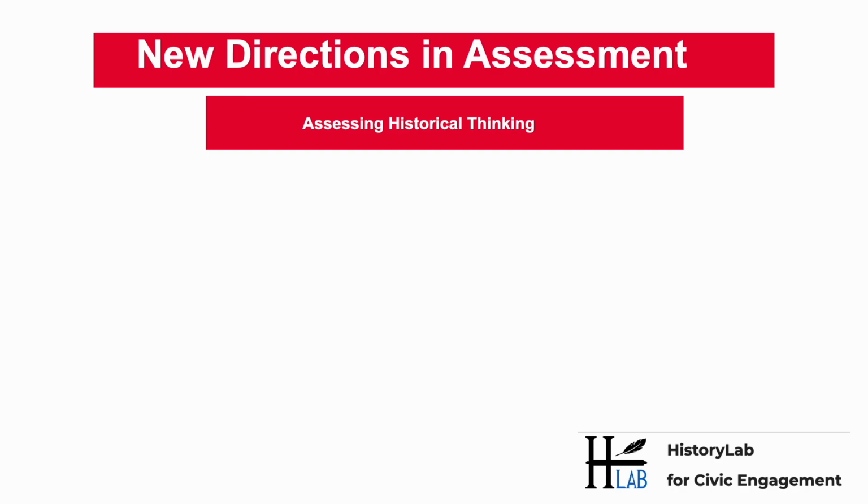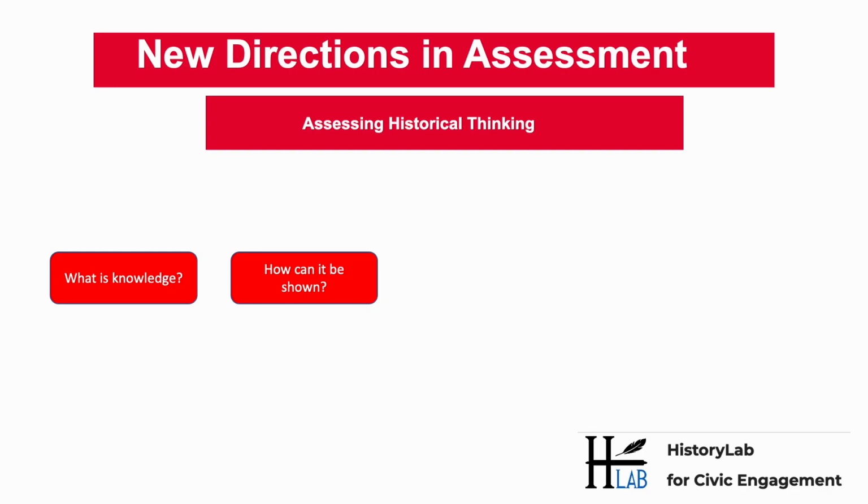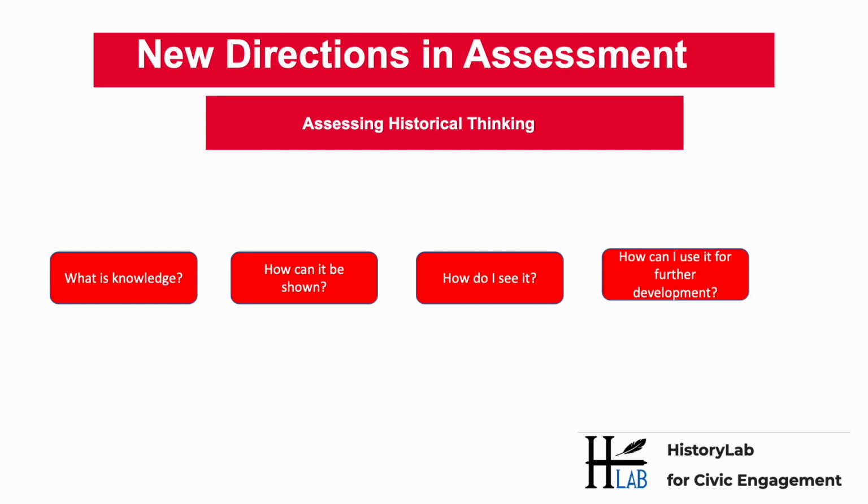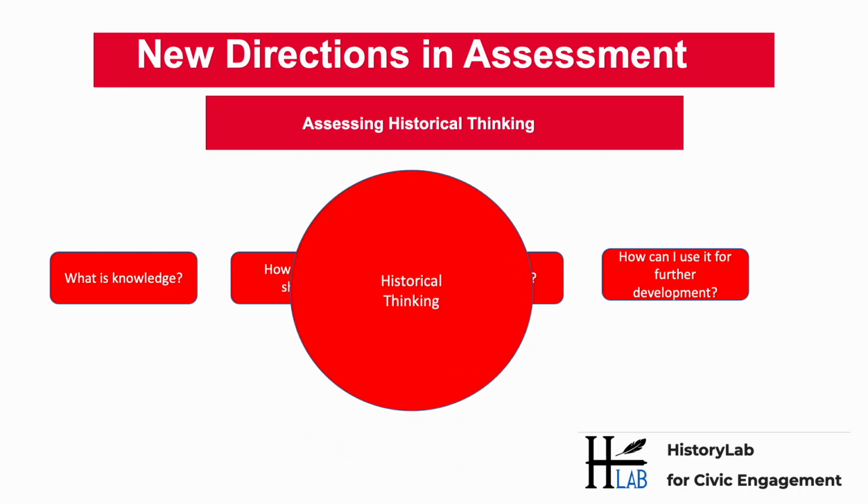This video shows how to assess historical thinking in the classroom. The first step is to define what certain knowledge looks like. The second step is to make the student knowledge visible. The third step is to make sure that I or the teacher can see the student's knowledge. The fourth step is to use the assessment to further develop the student's knowledge. If all this is done, we are sure the assessment will help to develop a true historical thinking in the classroom.